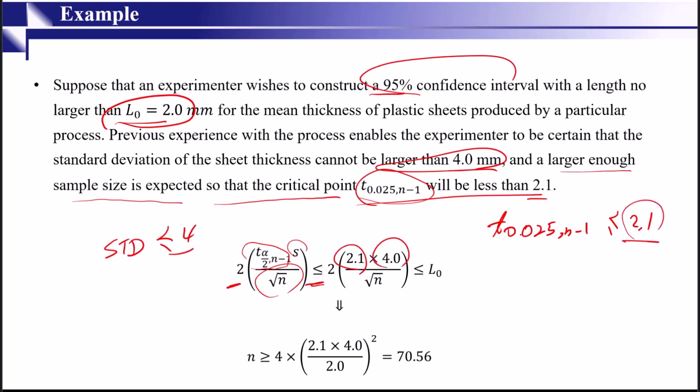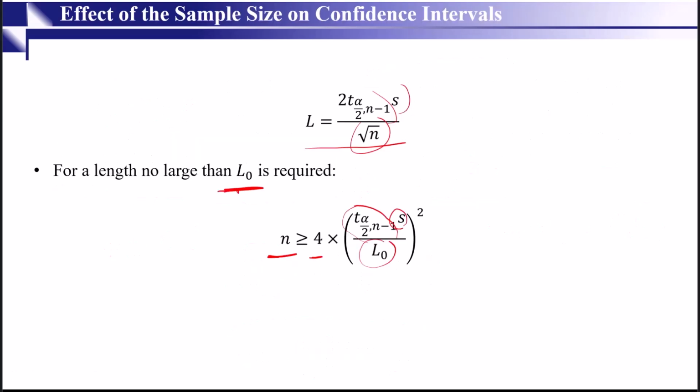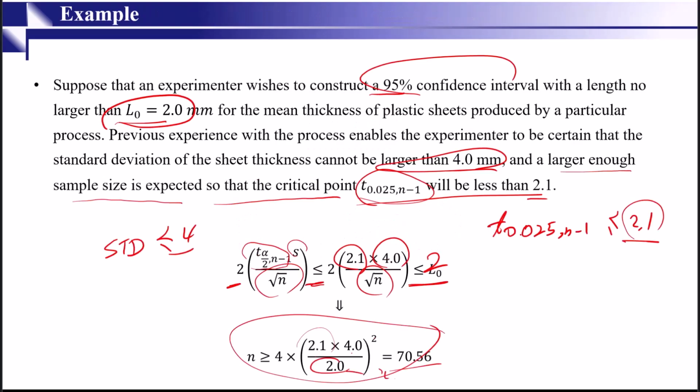The standard deviation is 4, divided by root n, is less than L0. And we have already L0 here. This L0 should be 2, right? Then based on this formula that we have here, we can bring this L0 here, and then you can find out this value. So we found that n is equal to 70.56, but n must be an integer. So we round it up to 71, and we conclude that the minimum sample size required is 71.